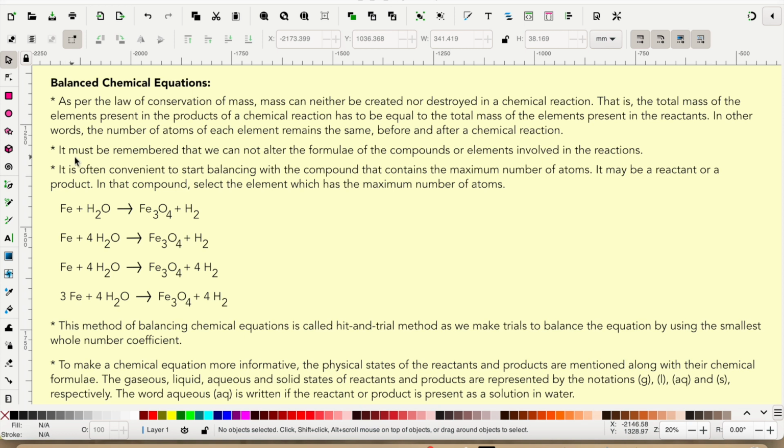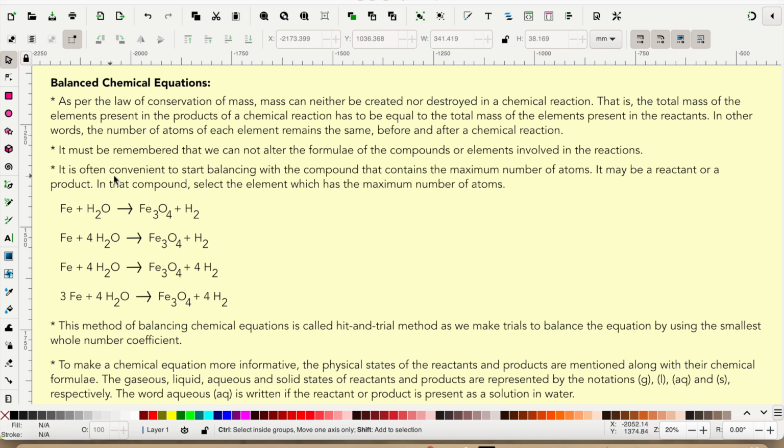First important point to remember is we cannot alter the formula of the elements or compounds in the reactions. For example, Fe cannot be written as Fe2 or Fe3. H2O cannot be changed to HO2 or H2O2. Fe3O4 cannot be changed to Fe3O5, Fe2O3, etc.